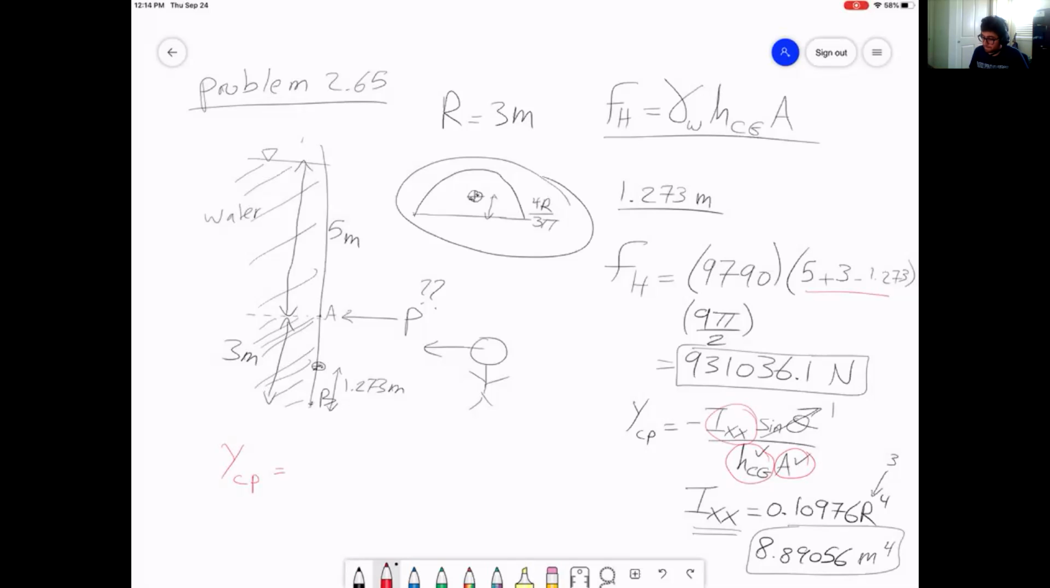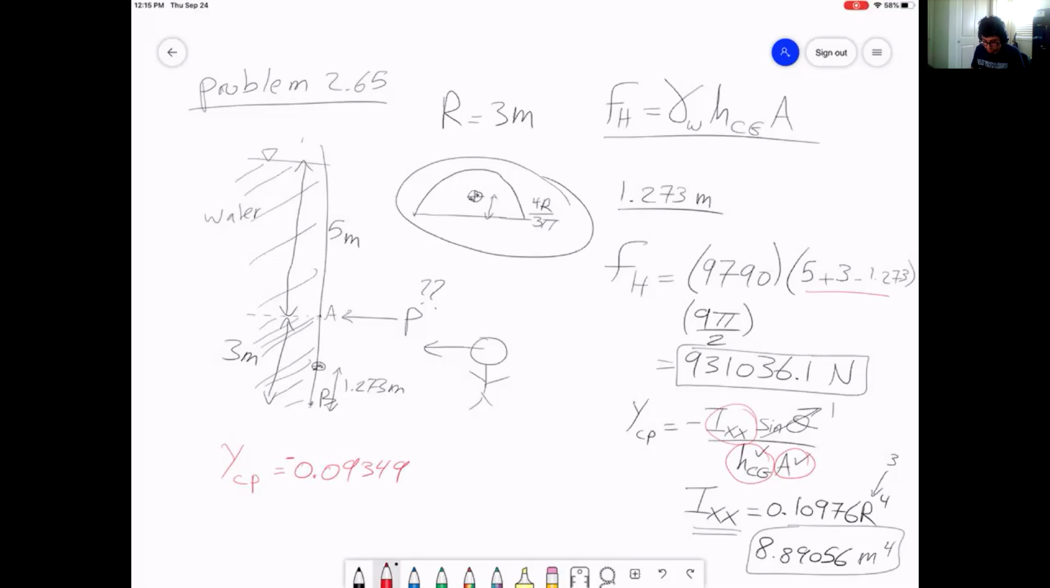It says 0.09349. And it should be negative, right? Don't forget the negative sign. Is that what you guys got? Are you guys good?